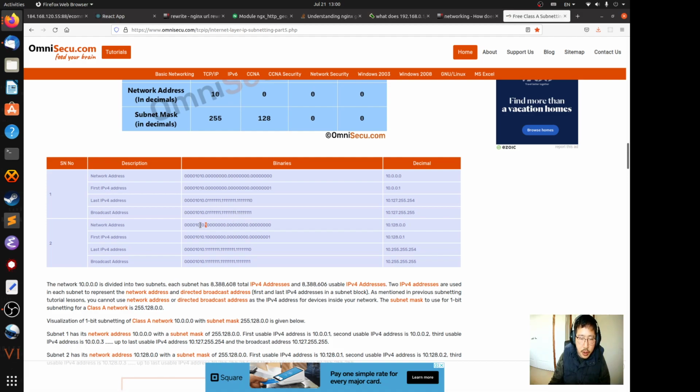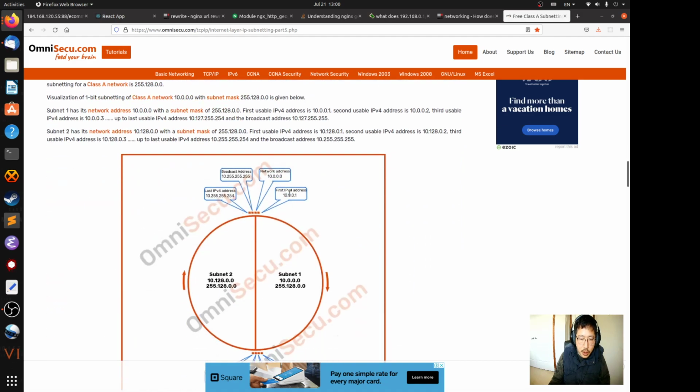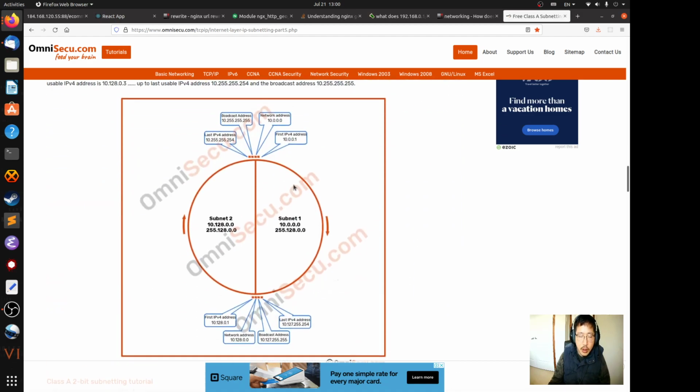The network address, excluding this bit, all has to be 0. That's the network address. The first one, we start from here. The last one, excluding this bit, all others are 1s except for the first digit. And as we said, the broadcast address of the second subnet is, excluding this bit, all others are 1s. Well, here this bit is 1 as well, but anyway, you can see more clearly using this diagram.